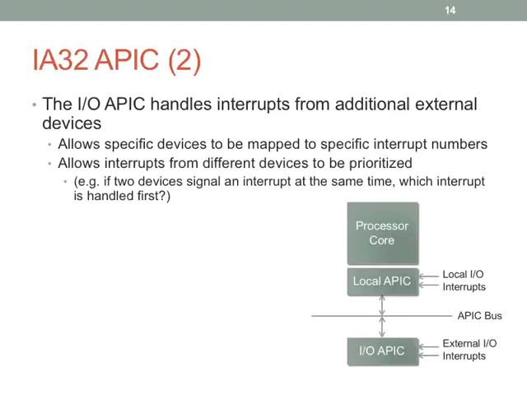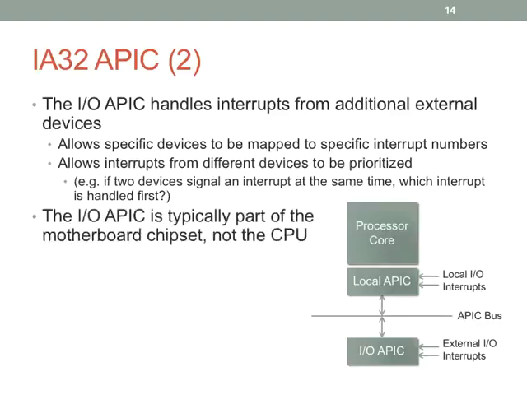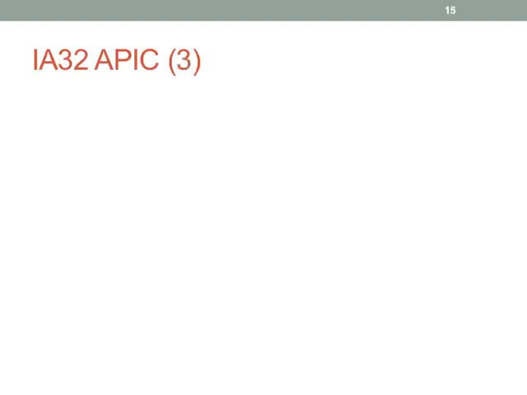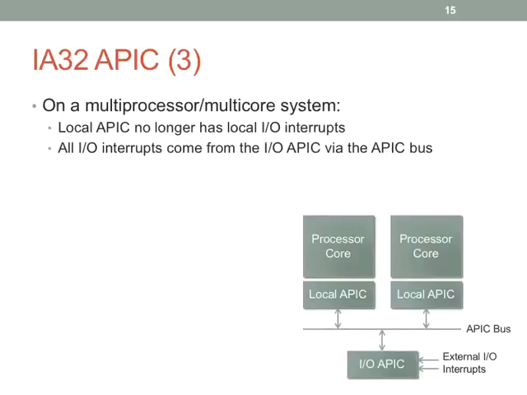Okay. Other details, like I say here, different devices can have prioritized interrupts, so that if two of them occur at the same time, which one is delivered? I should say which one is delivered first. So those kinds of things can be set up. All right, so yeah, the I/O APIC usually lives on the motherboard.